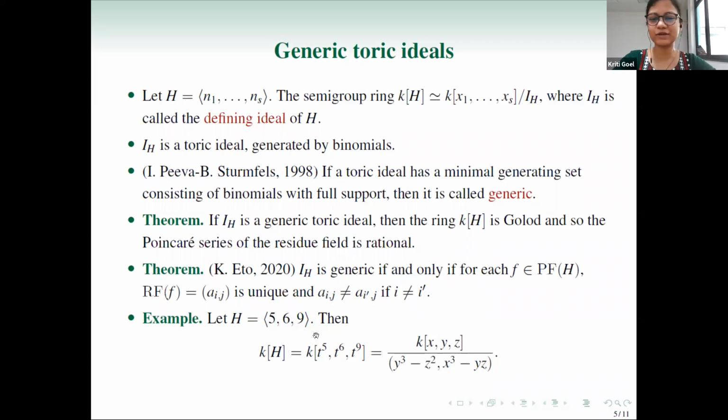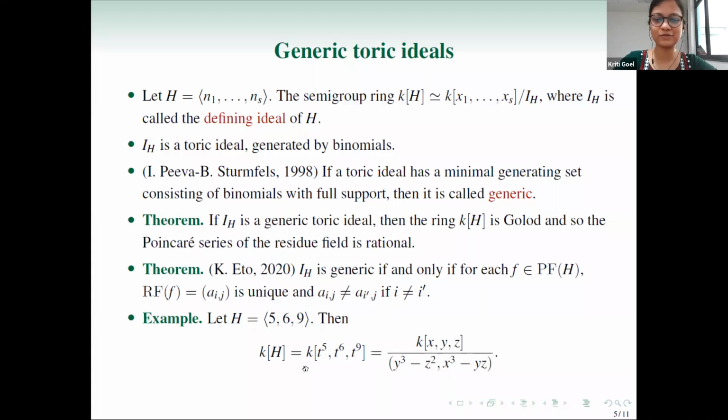So let's just quickly look at the example we saw in the beginning. We have a numerical semigroup generated by 5, 6, and 9. We saw that the pseudo-Frobenius number here is 13. And we saw two different Row-Factorization matrices which could be associated to that pseudo-Frobenius number. By the result of Ito, since we do not have uniqueness in particular, it should say that we do not have the generic nature of the toric ideal.